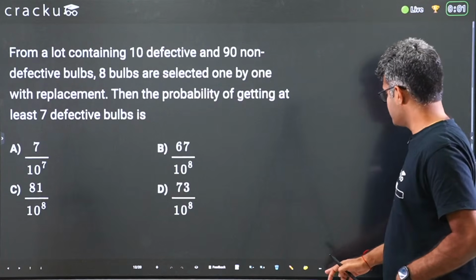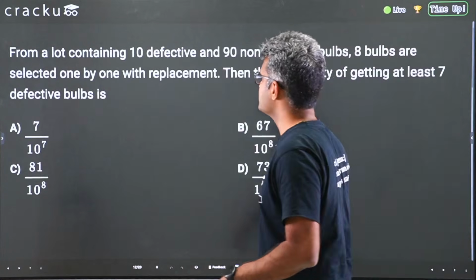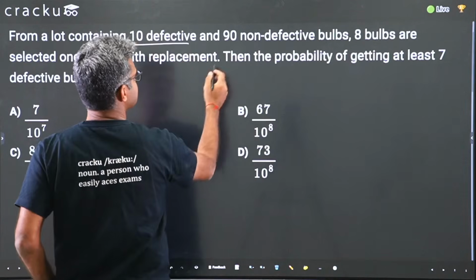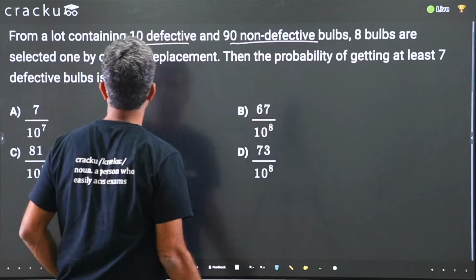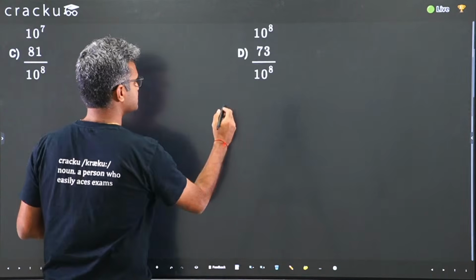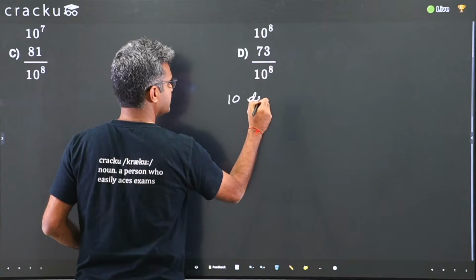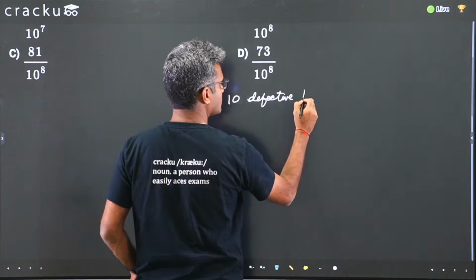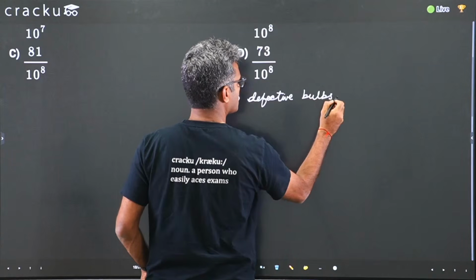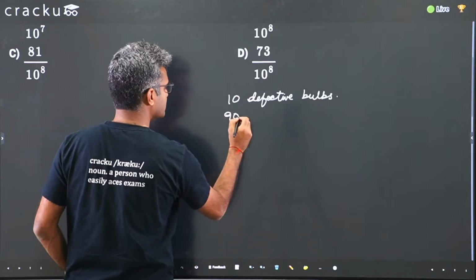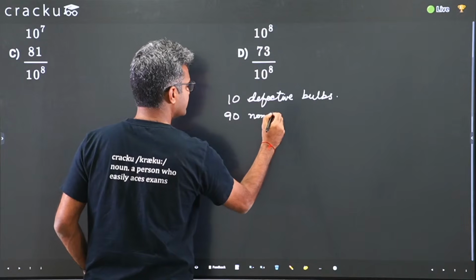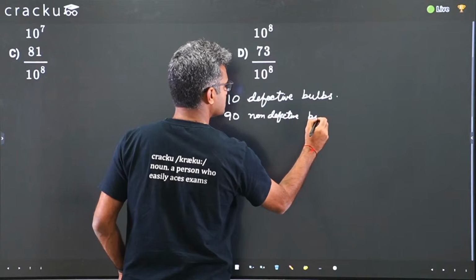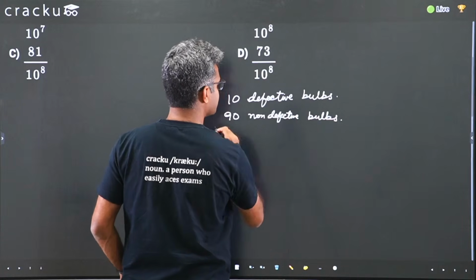Okay, let us try to answer this question. In this question, we are told that there are 10 defective bulbs and 90 non-defective bulbs in a lot. So a lot has 10 defective bulbs and 90 non-defective bulbs. The total number of bulbs in this particular lot is 100.